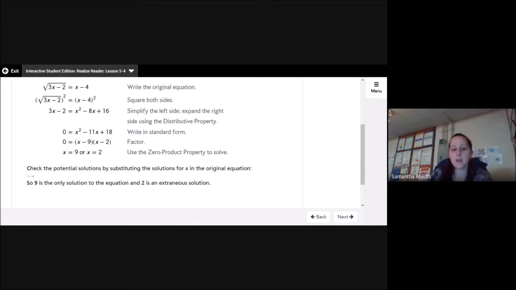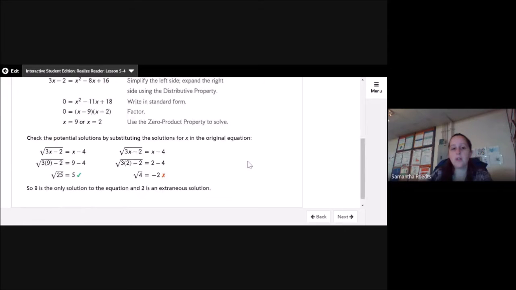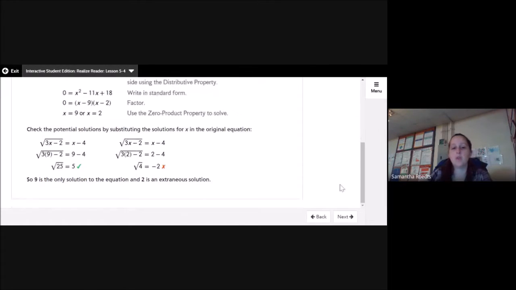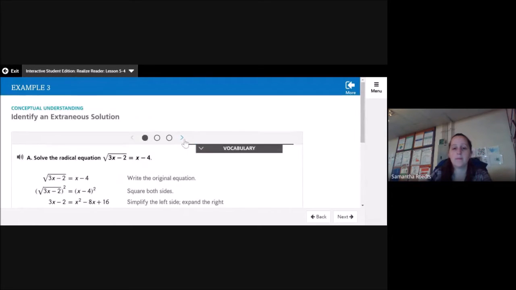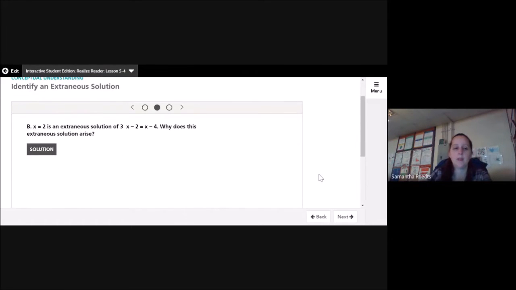I check the potential solutions by substituting them for x in the original equation. So 9 does work, 2 does not. So 9 is the only solution to the equation and 2 is an extraneous solution. So x equals 2 is an extraneous solution of the square root of 3x minus 2 equals x minus 4.